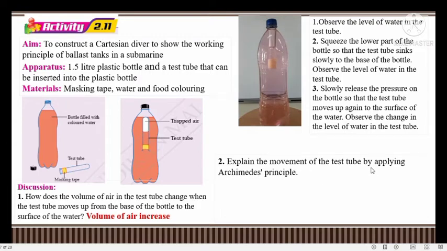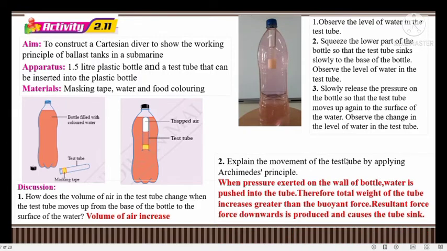Explain the movement of the test tube by applying Archimedes Principle. When pressure is exerted on the wall of the bottle, water is pushed into the tube because you are exerting pressure on the water. So the water will transfer pressure so that the water will get into the test tube. Therefore, the total weight of the tube increases greater than the buoyant force. A resultant force downward is produced and causes the tube to sink. Okay.